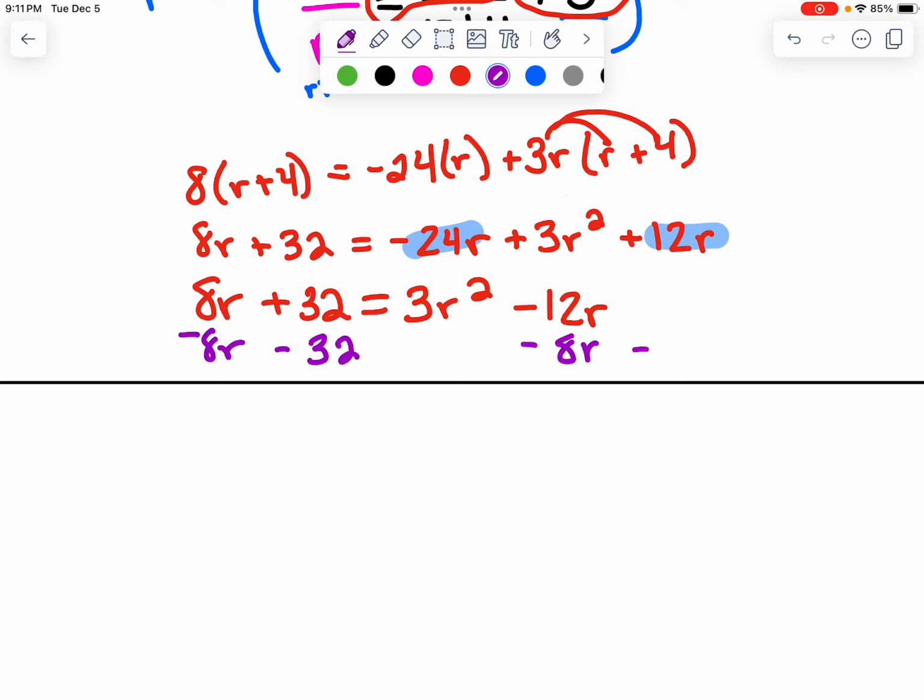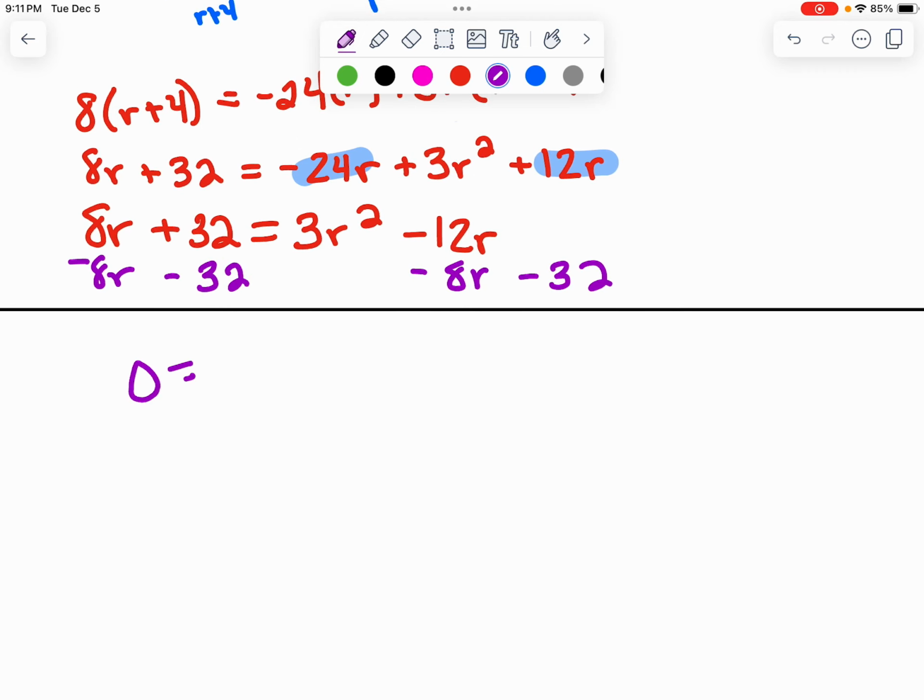You like to have your positive. I love to have my positive squared positive. Okay, so 3R squared minus 20R minus 32, and there is no GCF.